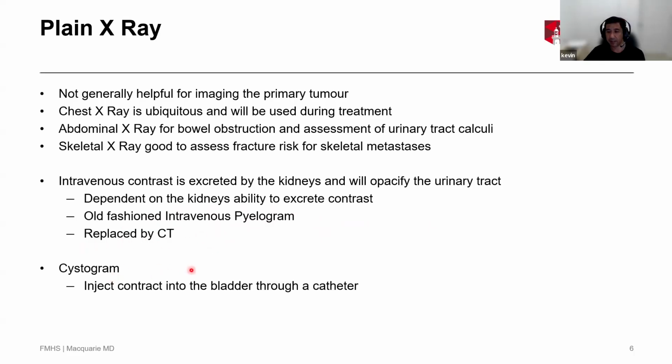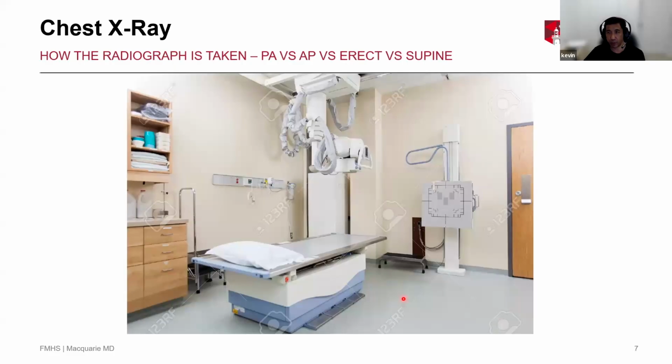The other way you can opacify the inside of the bladder is to inject contrast directly into the bladder, for instance, through a urinary catheter. Okay, so this is what an X-ray room looks like.